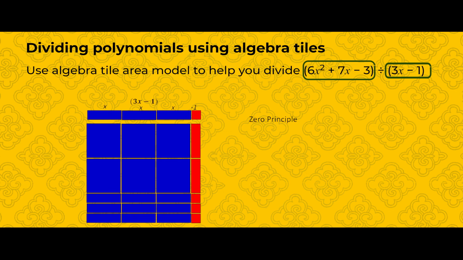Now, what would be our quotient? If you remember the area model, our quotient is represented by the unknown side. So let us measure the other side length, the unknown side length. If you look at the vertical side length, we have 2 x tiles and we have 3 positive unit tiles. So together they are 2x plus 3. So the dimension of the unknown side is 2x plus 3, which gives our quotient.